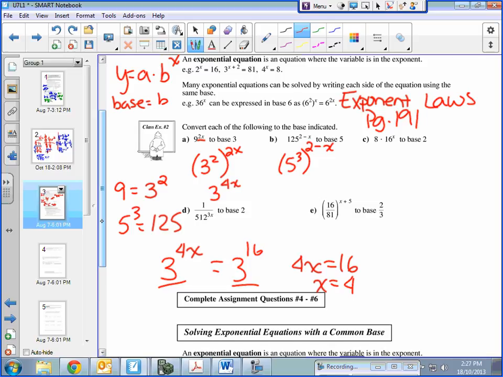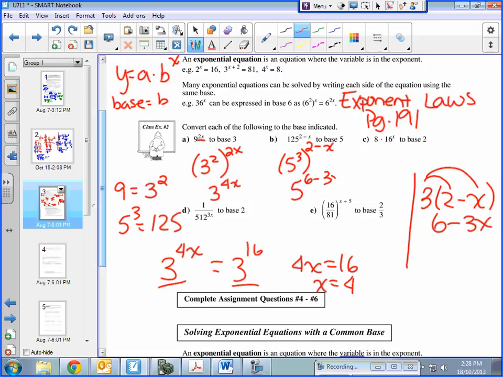Anyways, okay, so if I have 3 times 2 minus x, the big thing here is you have 2 different terms, okay? So 3 is being multiplied to 2 and the x. So 3 times 2 minus x, this is your distribution law. So 3 times 2 is 6. 3 times negative x is minus 3x. So it'll be 5 to the 6 minus 3x. Okay, so be careful there. It's not just 6 minus x. It's 6 minus 3x.